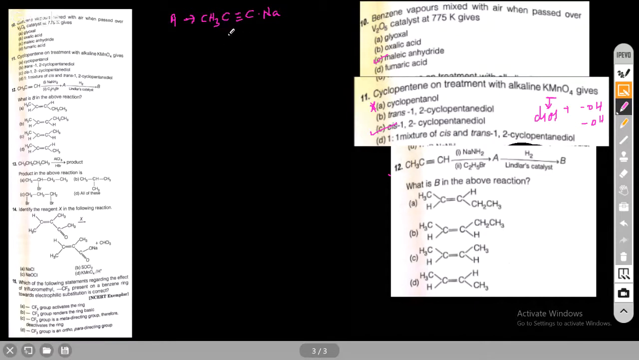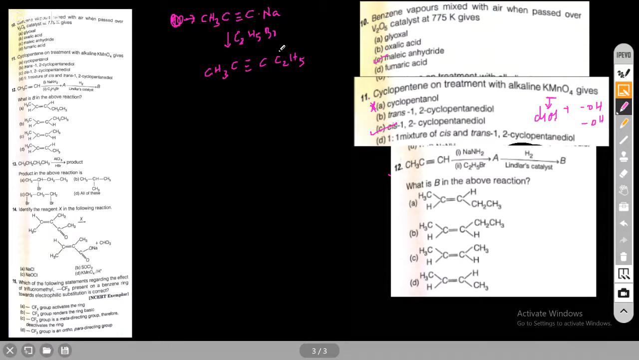Now secondly, it reacts with C2H5Br. This is not A actually, because we have a second reagent also. Then NaBr goes out, and this C2H5 will attach to this carbon atom. So we'll get CH3, C triple bond C, C2H5. Now, what happens in the last step? What is the last reaction we have when we get B? A is this, whatever I have written. What is the product B?